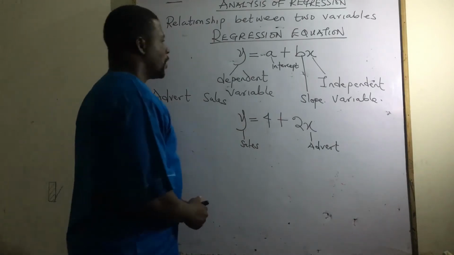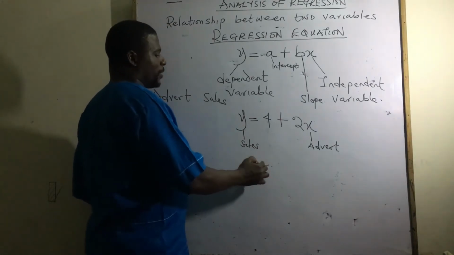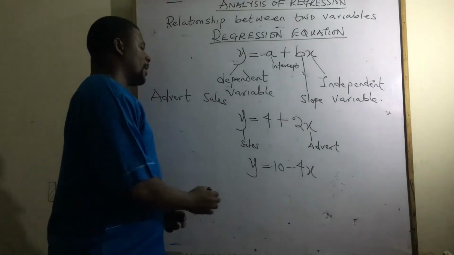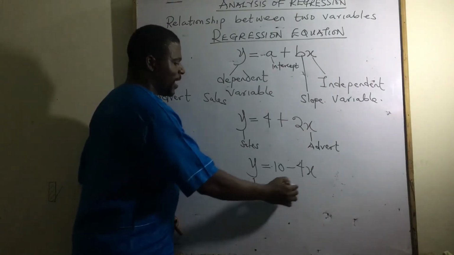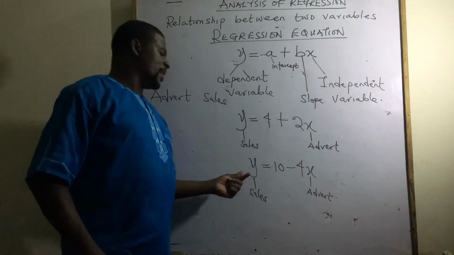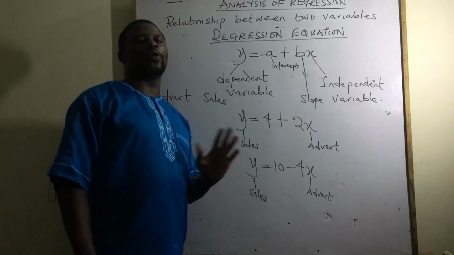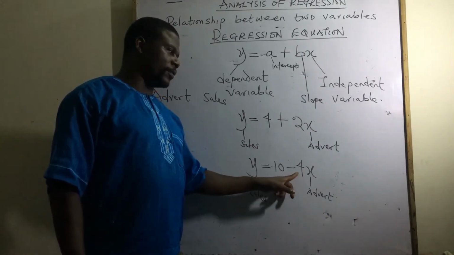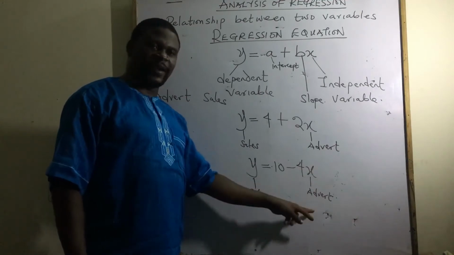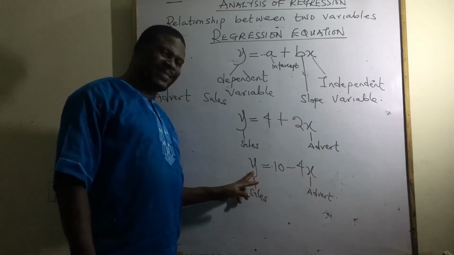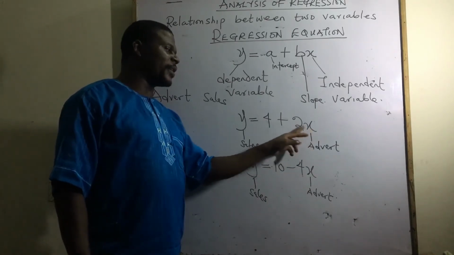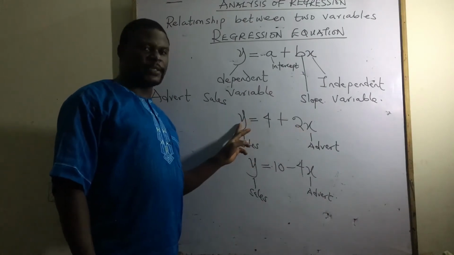Okay, so if you now have y equals 10 minus 4x, for example, and y is still sales, x is advert, let's assume. So how do you interpret this? The value of sales is 10 when there is no advert. Then this is minus 4. A unit change in advert will bring about 4 times decrease in sales. Why decrease? Because it's negative. Here, a unit change in advert will bring about 2 times increase in sales.